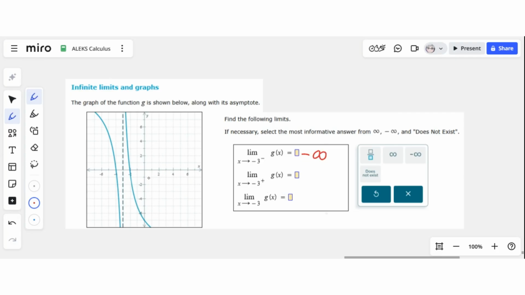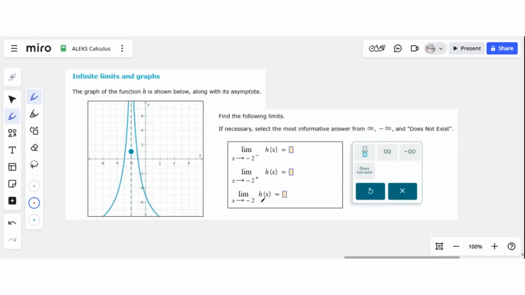And on the right, looks like we're shooting up really fast as we approach -3. So that's infinity. And again, these are not the same. So this does not exist. Got one more. This is an interesting one.